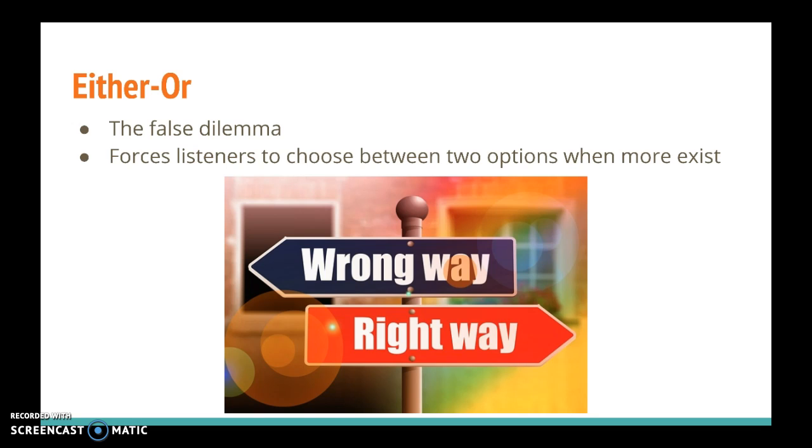And that's the false dilemma. That's the either-or fallacy. Either you vote for this person or you vote for this person, and that's it. So it really oversimplifies ideas and topics and issues that are much more complex than we give them credit for often.